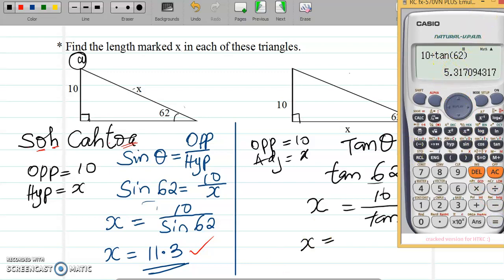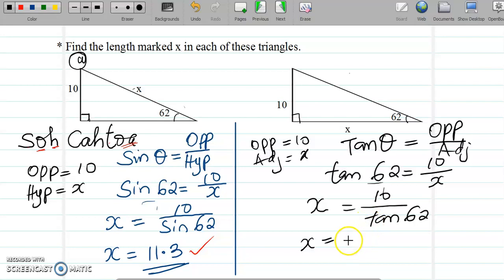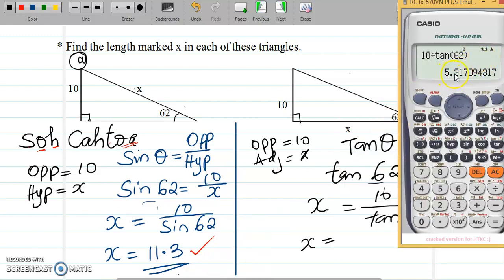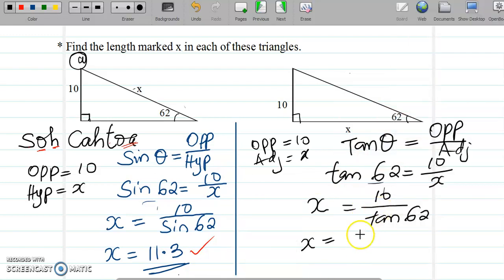We have that to be 3.5. Sorry, 5.3, not 3.5. We have that to be 5.3. Okay. So x is equal to 5.3. So 5.3 is our answer.